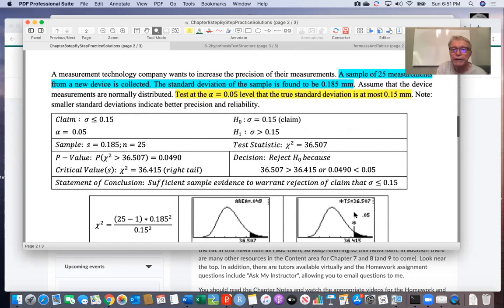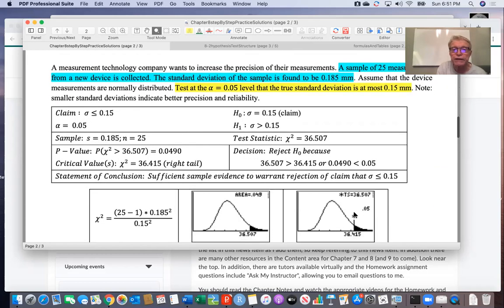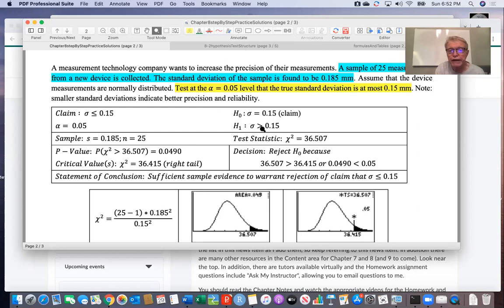And then here we have another test of standard deviation. We see that the alternate hypothesis is greater than, therefore it's again a right-tailed test. So we need one critical value on the right. We will go find that, and we'll talk about that later. We see that the critical value is 36.415. So we draw our sketch.